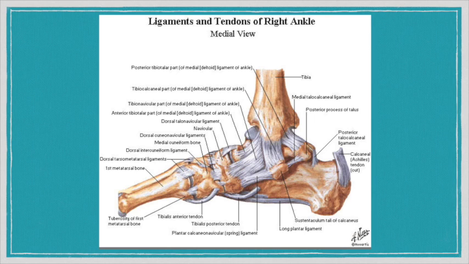Tibiocalcaneal fibers descend almost perpendicularly to be inserted into the whole length of the sustentaculum tali of the calcaneus. Posterior tibiotalar fibers pass backward and laterally to be attached to the inner side of the talus, and to the prominent tubercle on its posterior surface, medial to the groove for the tendon of flexor hallucis longus. The deep fibers, or anterior tibiotalar, are attached to the anterior colliculus of the medial malleolus and below to the anterior medial talus.